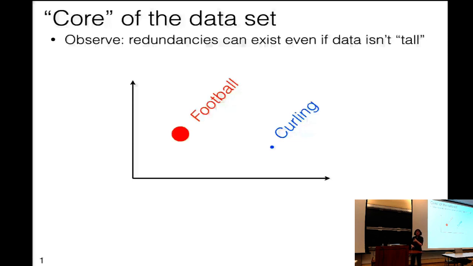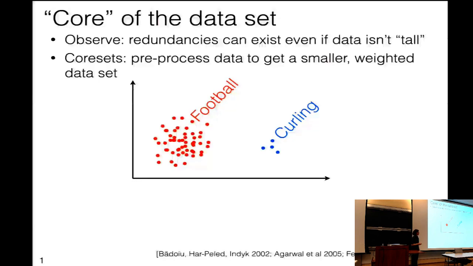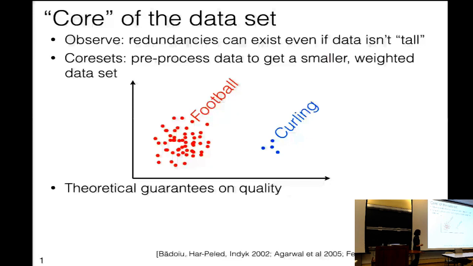If you've ever run any kind of algorithm on data, you're probably aware that if you run your algorithm on 2 data points, it's going to be super fast. But of course, you want to ask, is it any good? Is this actually helping us in any way? This idea of pre-processing data to get a smaller weighted data set and then running some kind of algorithm on it is an old idea. This comes from the computational geometry and theoretical computer science literature.